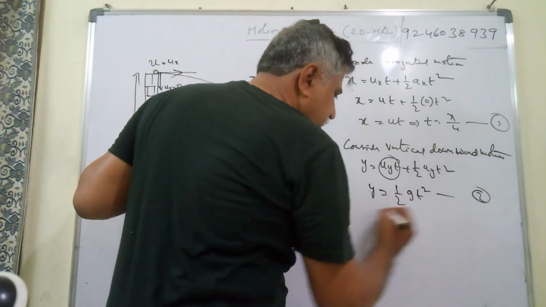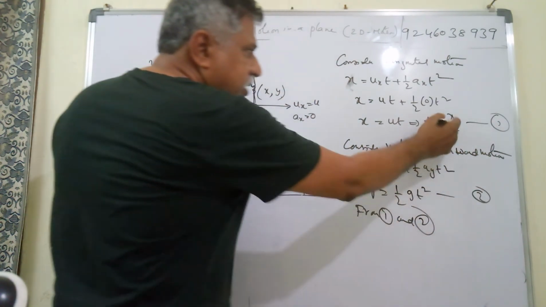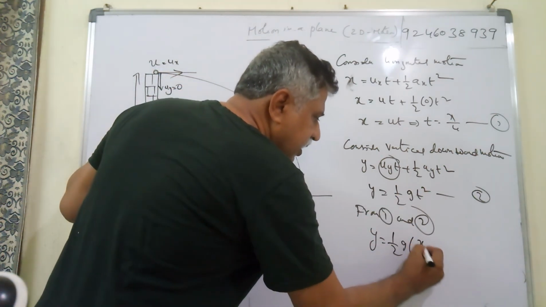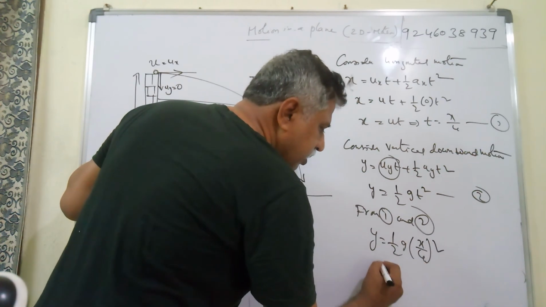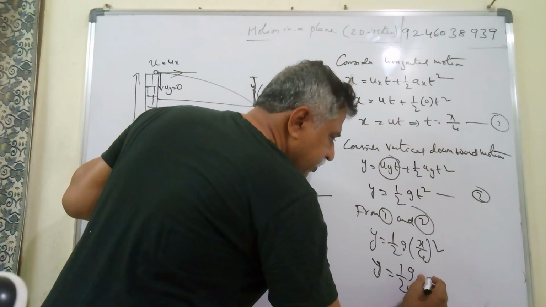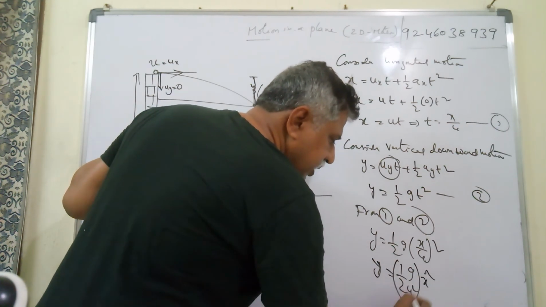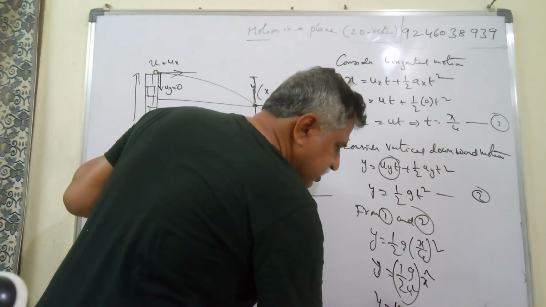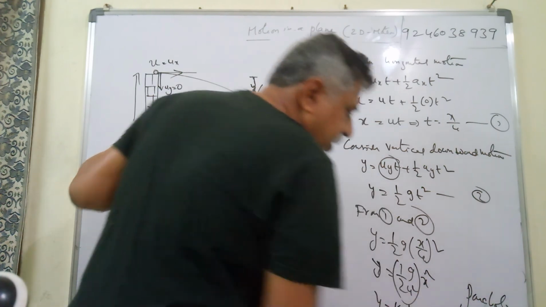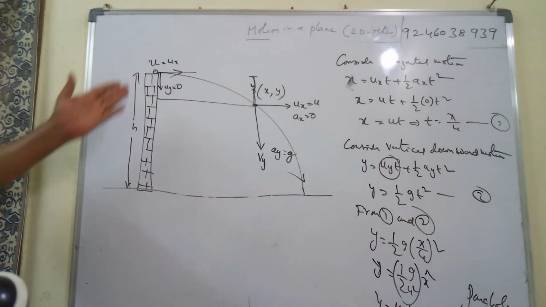From equations 1 and 2, substitute the t value from 1 in this equation. Y is equal to half g into x by u whole square, that is y is equal to g by 2u square into x square. Here g by 2u square is a constant. Y is equal to kx square. This equation represents a parabola. That is, the path of a body projected horizontally from a tower is a parabola.